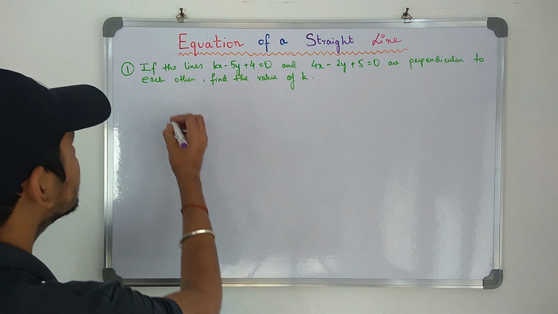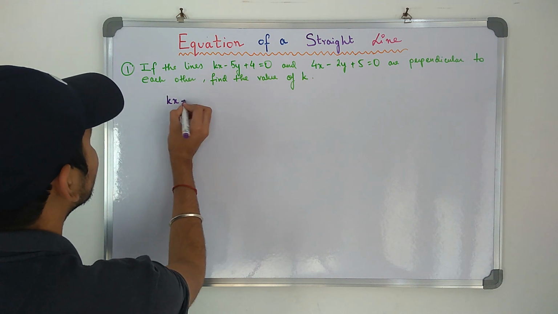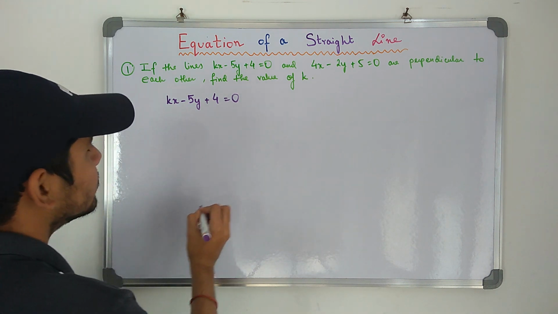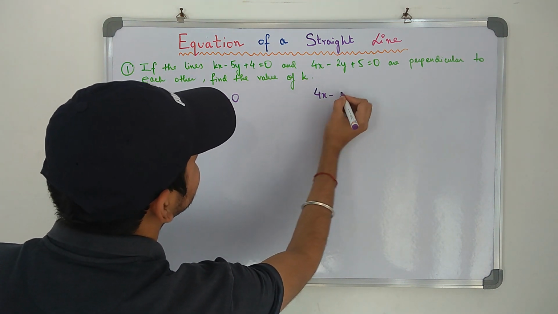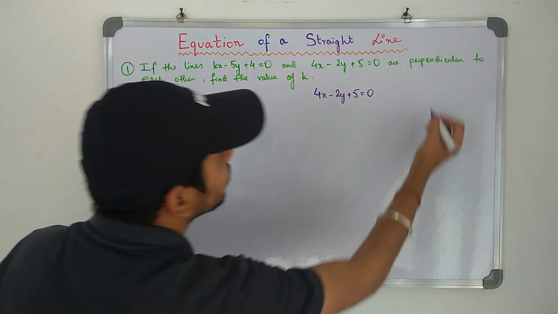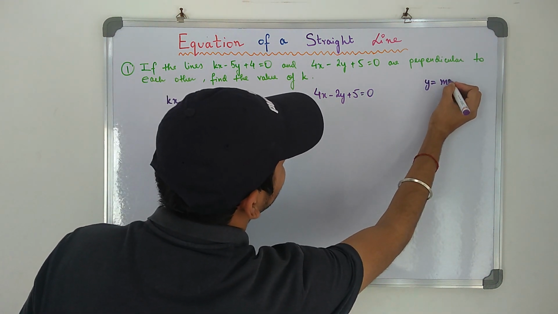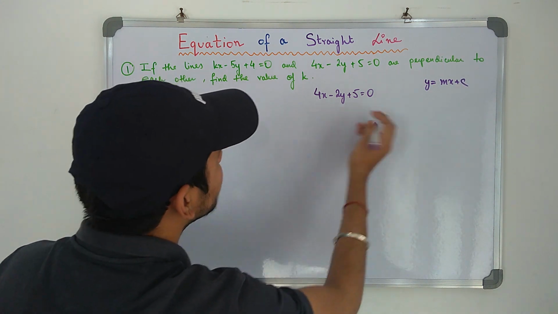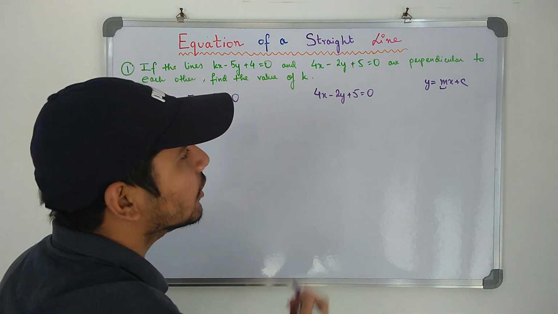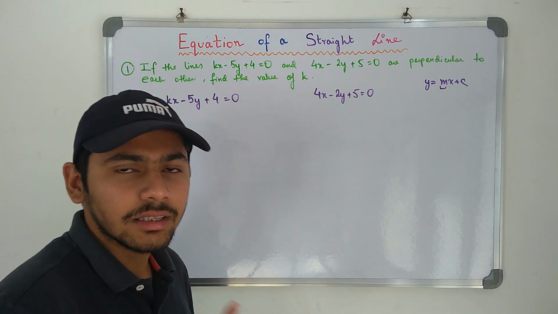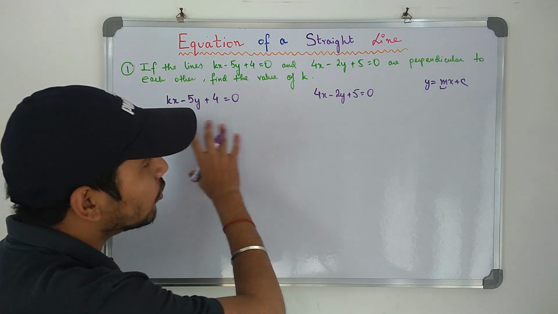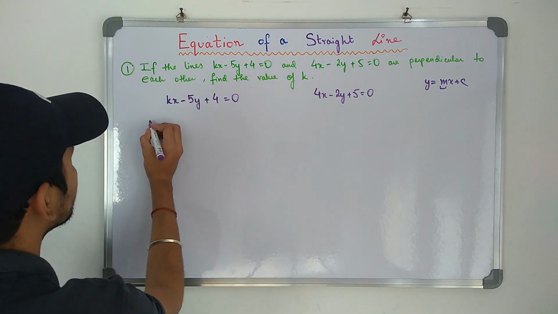Let's write both the equations first. We have kx minus 5y plus 4 is equal to 0 and 4x minus 2y plus 5 is equal to 0. Now we know this form, y is equal to mx plus c. If we bring both the equations in this form, we will get the value of the slope, because when two perpendicular lines are given, the product of their slopes is equal to minus 1. So let's take both the equations in this form.